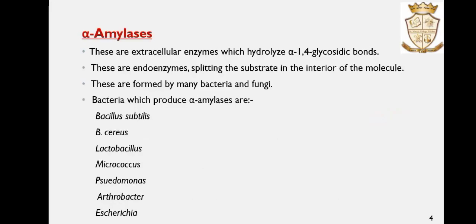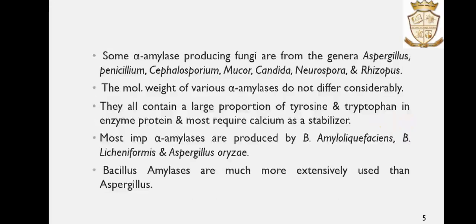These are formed by many bacteria and fungi. Bacteria which produce alpha amylase are Bacillus subtilis, Bacillus cereus, Lactobacillus, Micrococcus, Pseudomonas, Arthrobacter, Escherichia, etc. Some alpha amylase producing fungi are from the genera Aspergillus, Penicillium, Cephalosporium, Mucor, Candida, Neurospora, and Rhizopus.